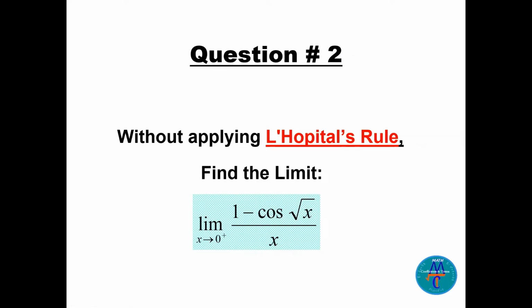Question number 2 is really an interesting question, where we have to find the limit of 1 minus cosine square root of x divided by x, as x goes to 0 from the right side. But in the question, he said, without applying L'Hopital's rule, find the limit. You can find the limit by L'Hopital's rule. It's easy. But we need you to find a method without applying L'Hopital's rule. You can try it yourself if you like.